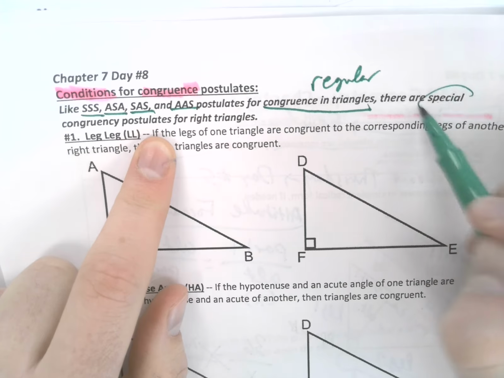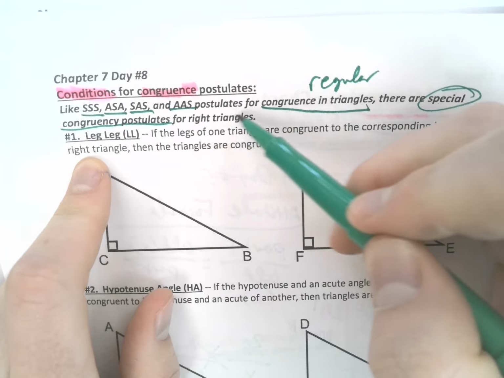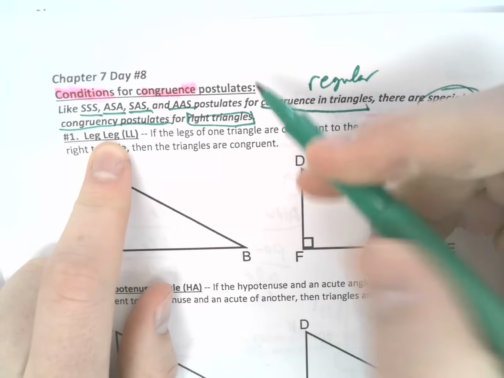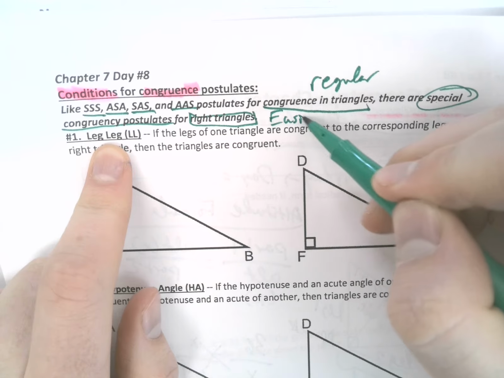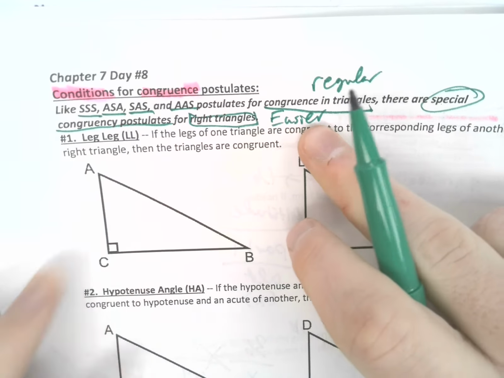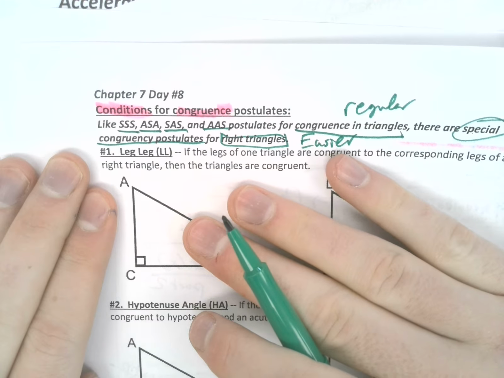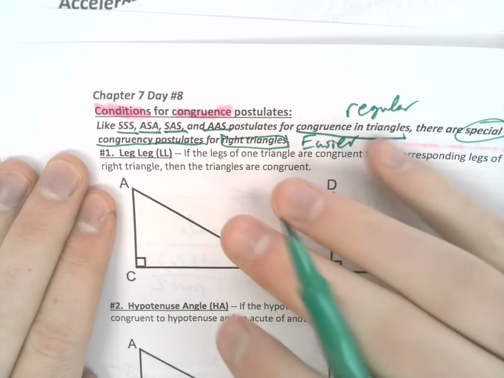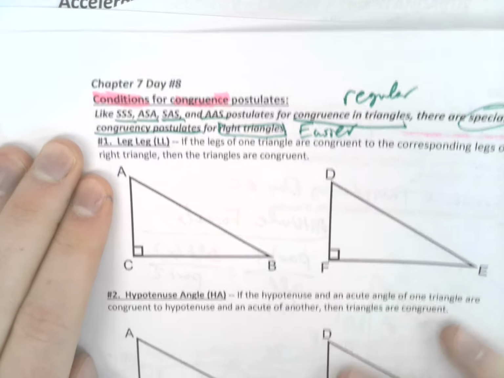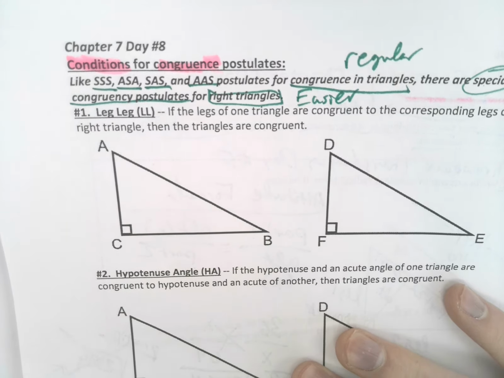But there are special congruency postulates for right triangles. And actually, guys, in my opinion, these are easier. Let's take a minute, look over these. Take some time to look over them, and when you're ready, you can unpause the video. Think about why I would think these are going to be a little bit easier. Go ahead and pause.